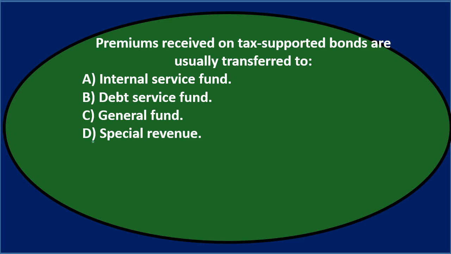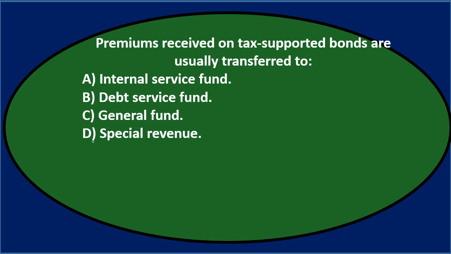Next question. Premiums received on tax-supported bonds are usually transferred to either A, the Internal Service Fund, B, Debt Service Fund, C, General Fund, D, Special Revenue Fund. Let's go through this again using the process of elimination. Premiums received on tax-supported bonds are usually transferred to.